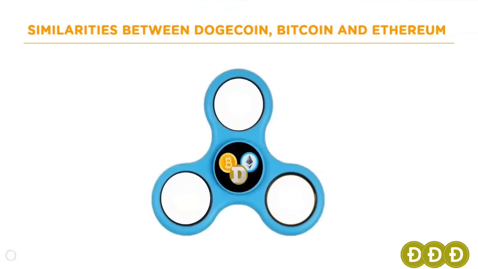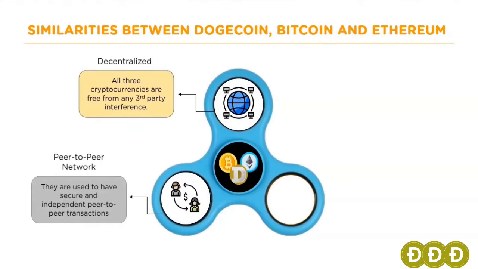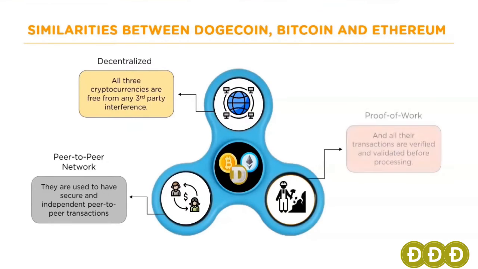Like they all are decentralized. All three cryptocurrencies are free from any third-party interference or any centralized authority, and can be used to have secure and independent peer-to-peer transactions, maintaining the anonymity of the user. And proof of work, that is, all their transactions are verified and validated before processing. After complete verification, further transaction process takes place. Also, all of them have a large network of independent nodes.